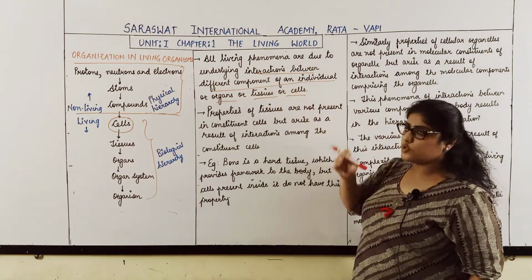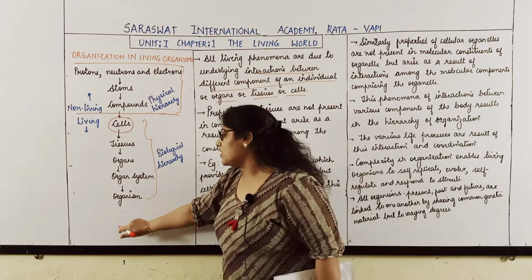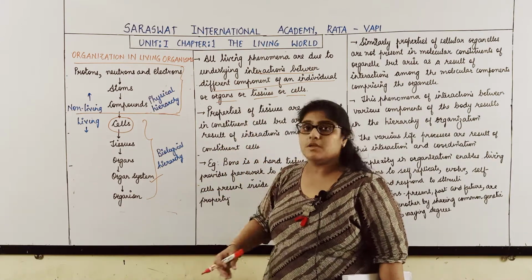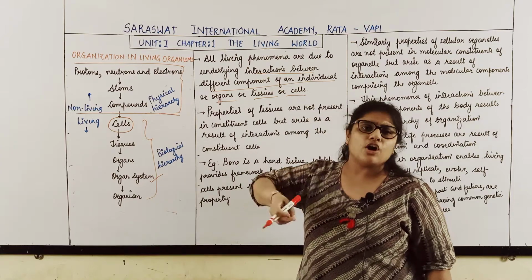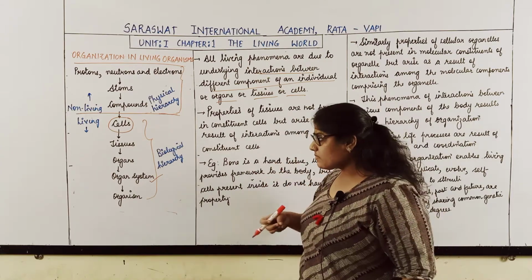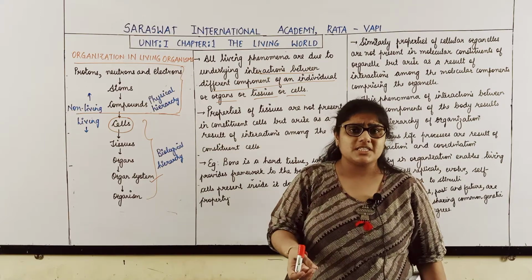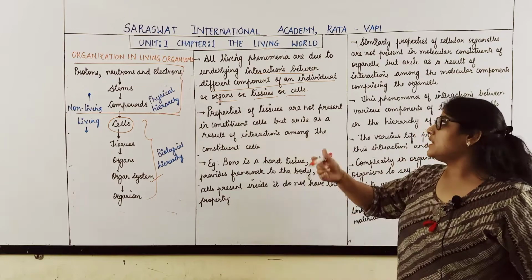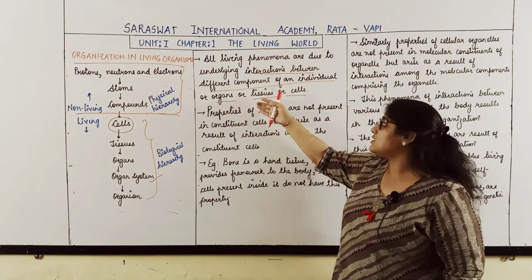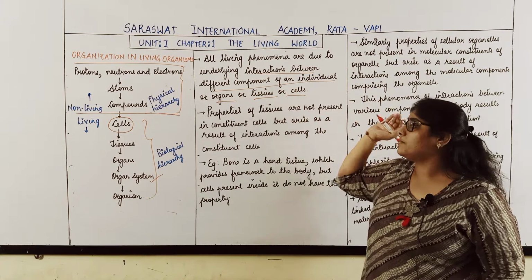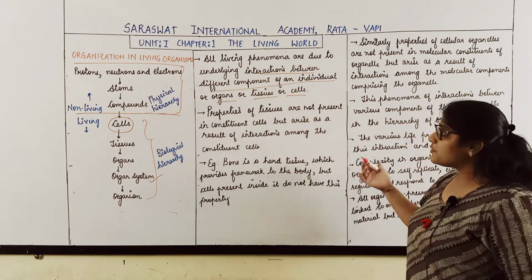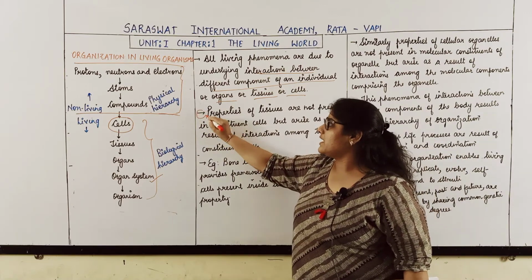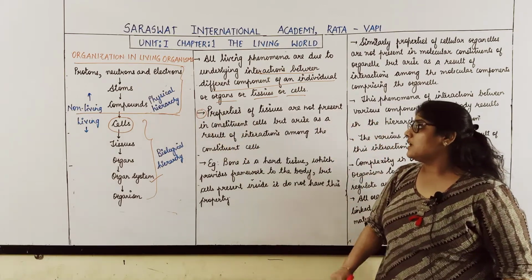All the activities occurring in living organisms are due to the interactions between the different components of an individual. What is an individual? That is the living organism. What are living organisms composed of? Organ systems. So the functioning of the living organism is due to the interactions between the organ systems, or between the organs, or between the tissues, or between the cells. So from this we can say, students, this is very important.